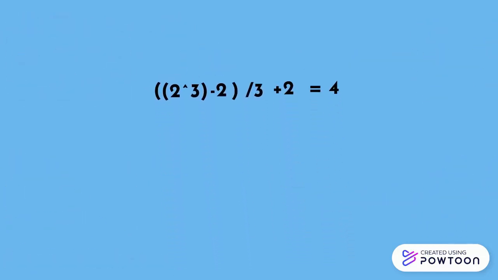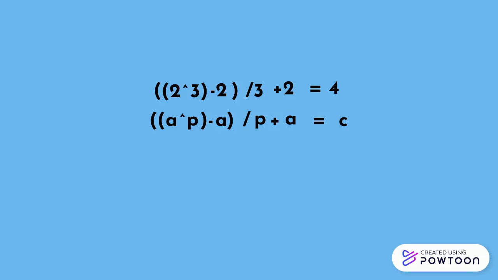Let's call this number 2 that we picked A for any, because, well, it can be any number. Then let's call 3 P for prime. We can generalize our formula to be (A to the power of P minus A) divided by P, plus A, is equal to the number of ways that the necklace can be clasped. Now, here's where it gets interesting.